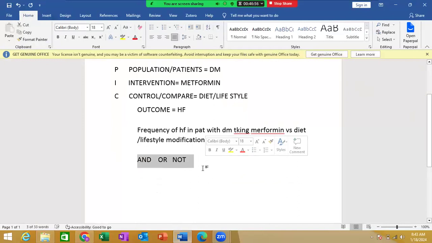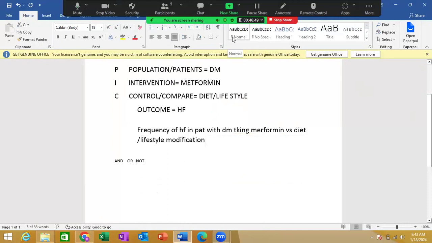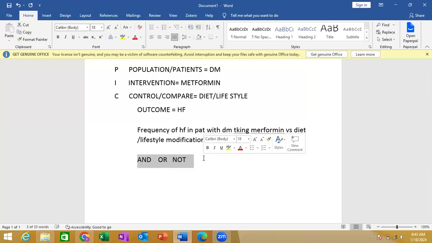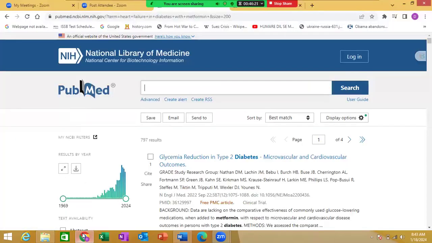These Boolean operators are used in PubMed most commonly, but also in Google Scholar, in Cochrane, and many other software. Remember, most of your databases, software, even AI tools, use these operators for the literature search. Now, how to use them? What does that mean?